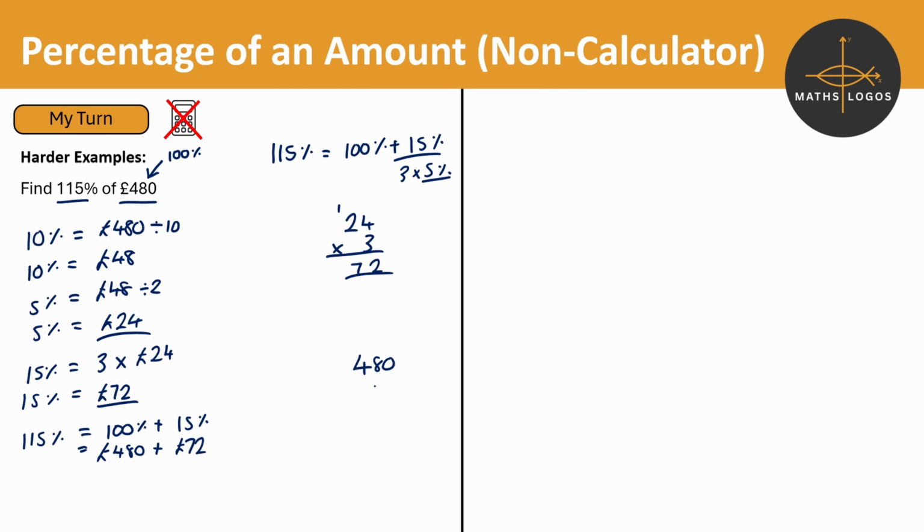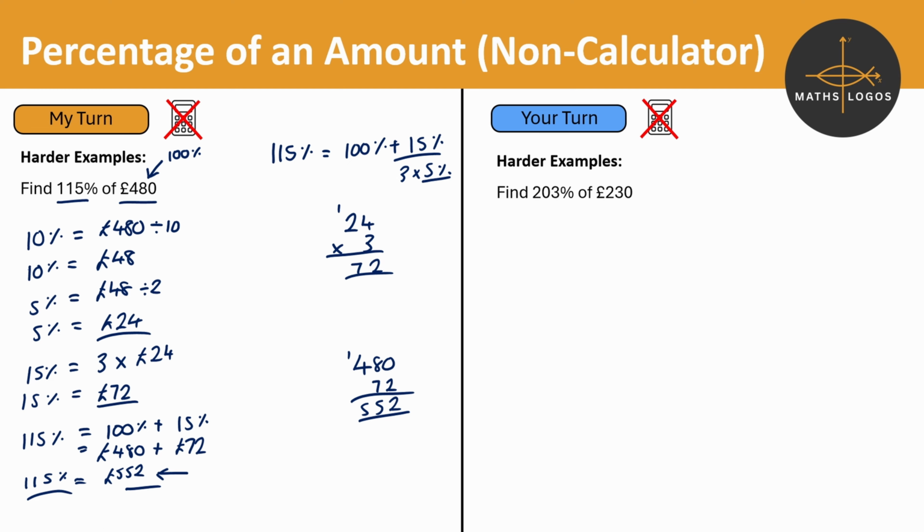So 480, add my 72. 2 and 0 is 2. 8 and 7 is 15. Carry over that 1. 4 and 1 is 5. So my answer is, sorry, 115% is equal to 552 pounds. And like we said at the beginning, we're expecting a final answer that's greater than 480. And of course, that's what we see. So we know we've probably done it right. Pause the video and give this one a go.